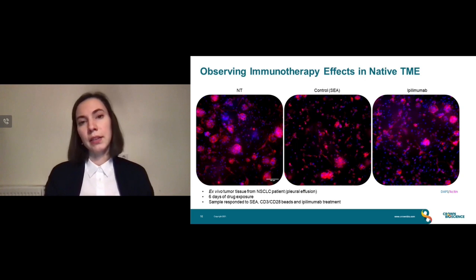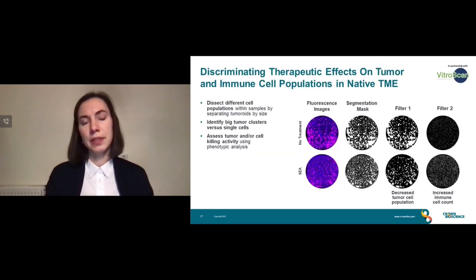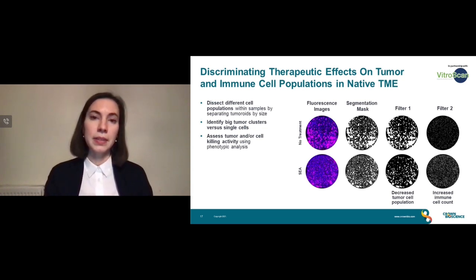So how do we analyze this quantitatively with our platform? Our bioinformatics pipeline has specific filter set. First filter set that is designated to specifically segment tumor clusters and analyze their number, shape, and the volume. And the other filter set specifically analyzes immune cell counts.